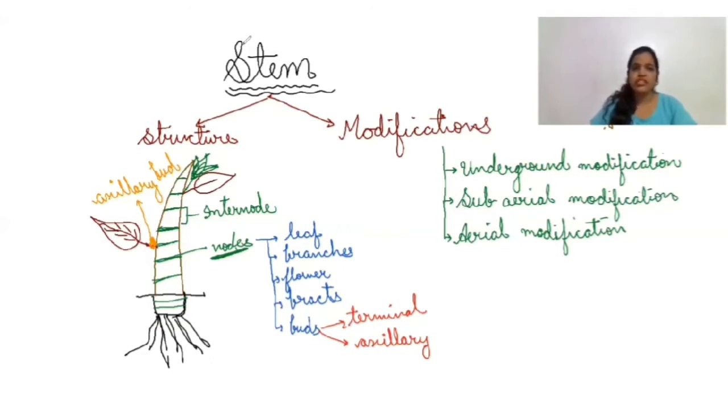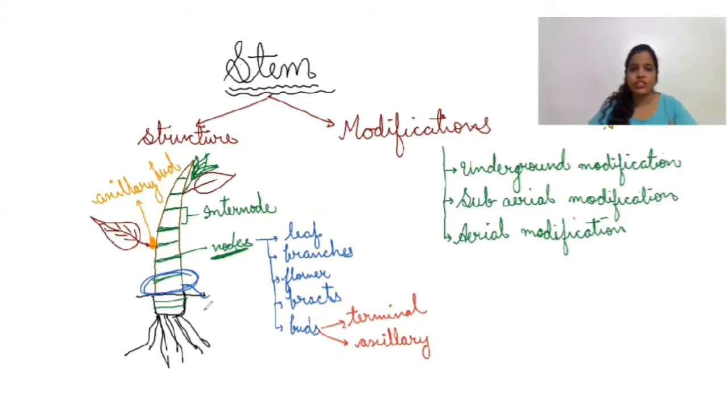Subaerial modification means the part which is modified will be present just near the surface. It is not present completely in the soil or at height, but it is present close to the surface. Clear? Now, some of its part may sometimes enter into the soil, but it's not completely underground. Such parts get modified and we call them subaerial modification.